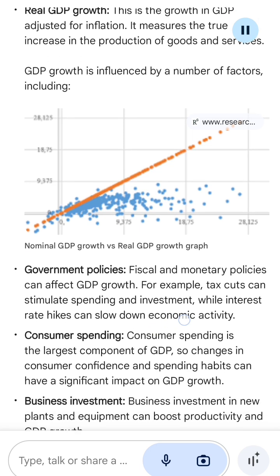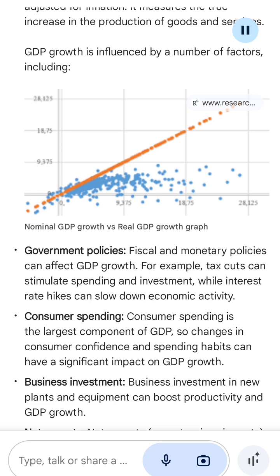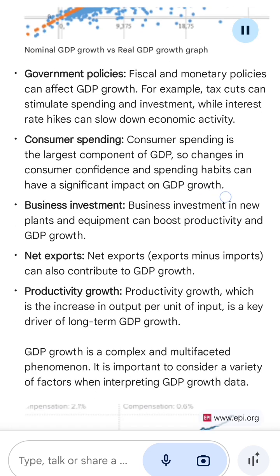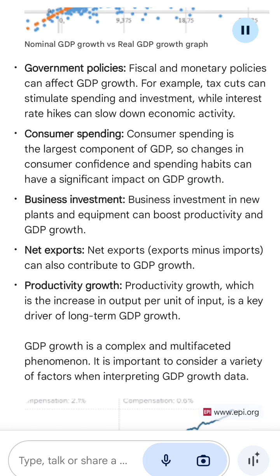GDP growth is influenced by a number of factors, including government policies. Fiscal and monetary policies can affect GDP growth. For example, tax cuts can stimulate spending and investment, while interest rate hikes can slow down economic activity.